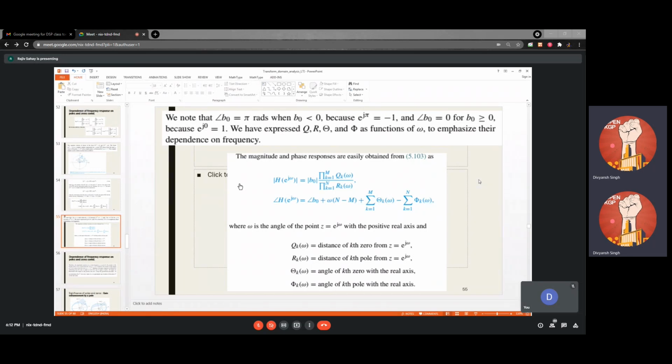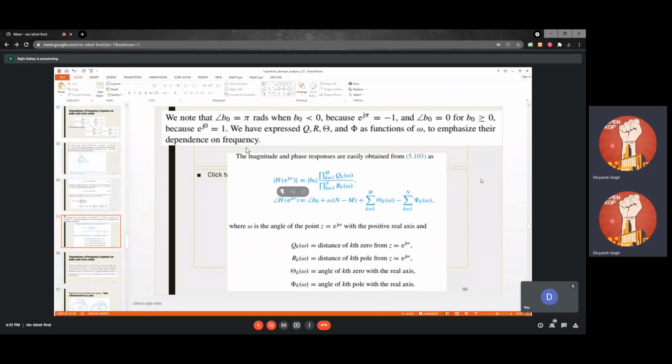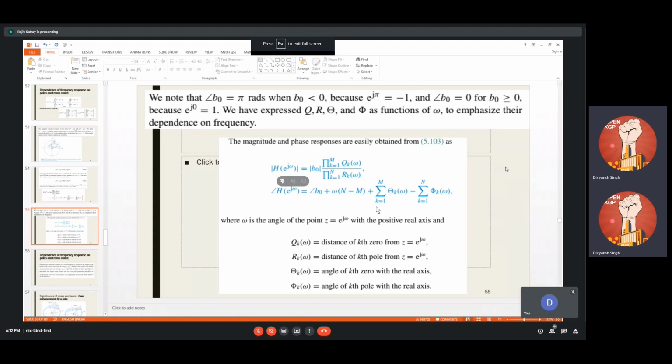And then we started looking at what is the role, what is the impact of a single pole. When I introduce a single pole in the system function H of z, suppose I have a transfer function H of z, and I introduce a single pole, then what is the impact on the magnitude response and the impact on the phase response?